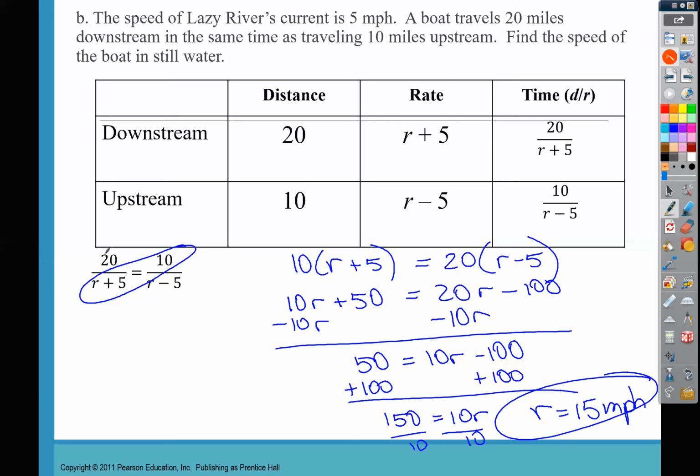And that makes sense because if you go back and you plug it in, watch. 20 over 15 plus 5 is equal to 10 over 15 minus 5, because this would be 20 over 20 is equal to 10 over 10, and that is true. They're the same distance because 1 is 1.